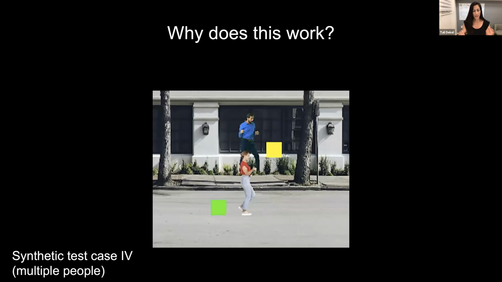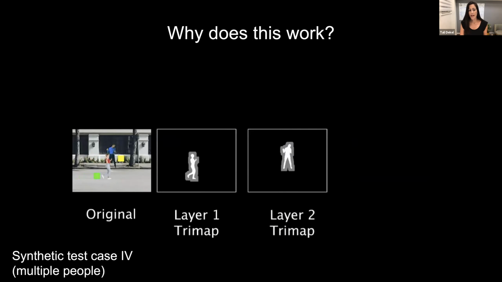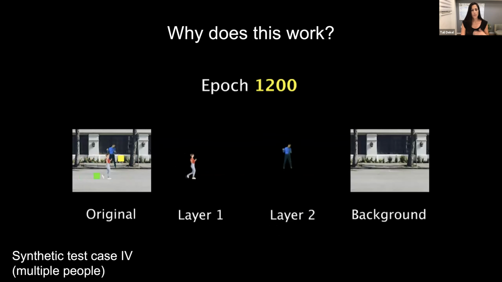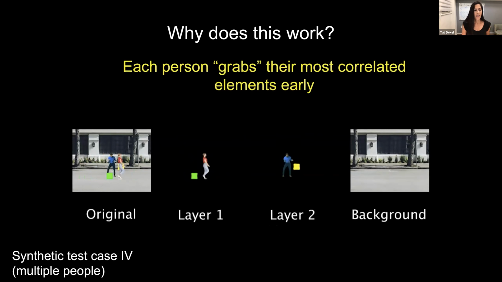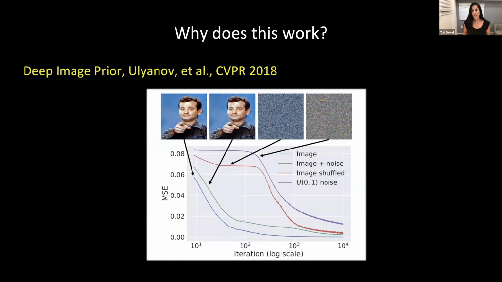And finally, if we have two people, each one has its own correlated square, and we assign a different layer for each person using those trimaps, as you can see. So here too, first the people are reconstructed, and then each person grabs its correlated effects earlier in the training, okay?